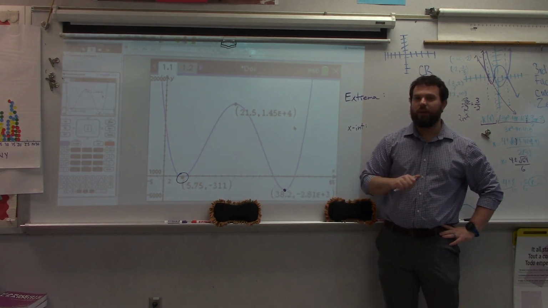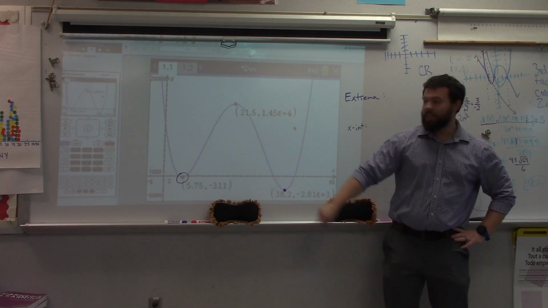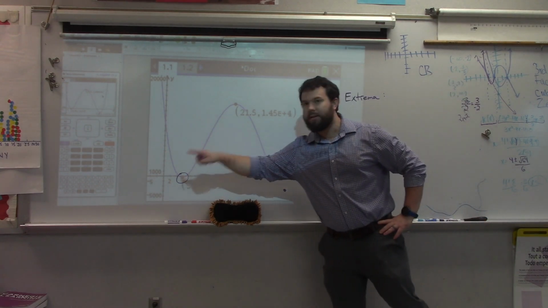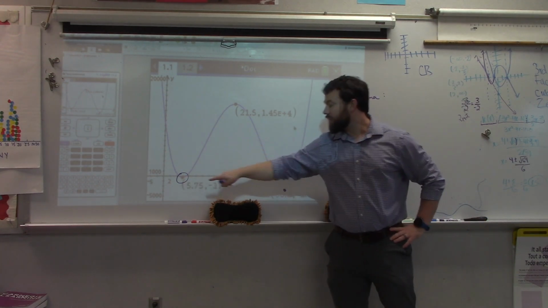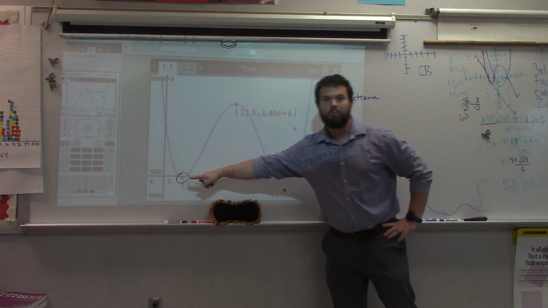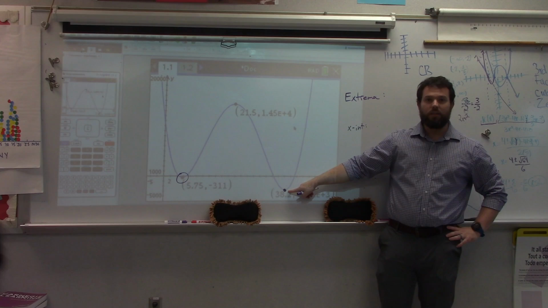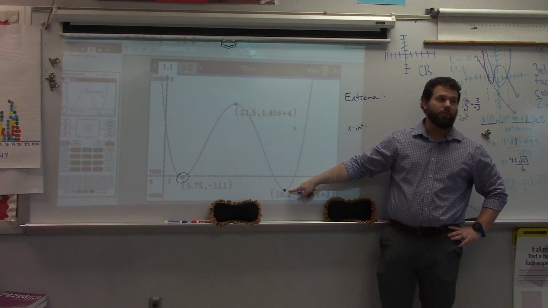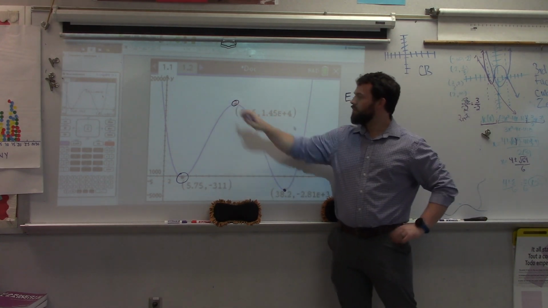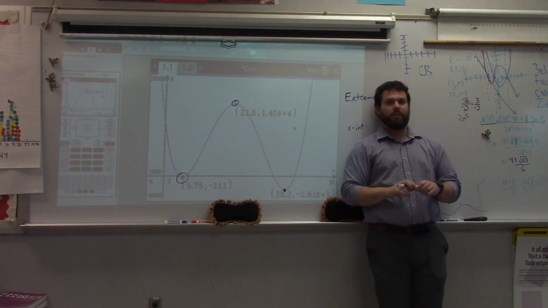That's the lowest y value there is, right? Is that the absolute lowest y value? No. So that's relatively low, but it's not the lowest. So is this also a relative minimum? Yes, it's just not an absolute minimum. What would we call this? Is it an absolute maximum? No.